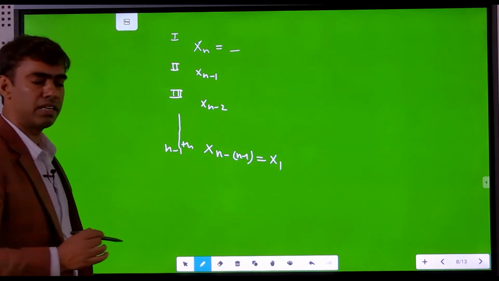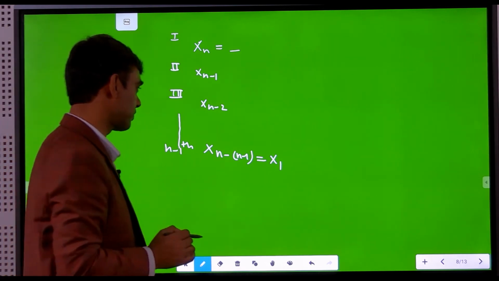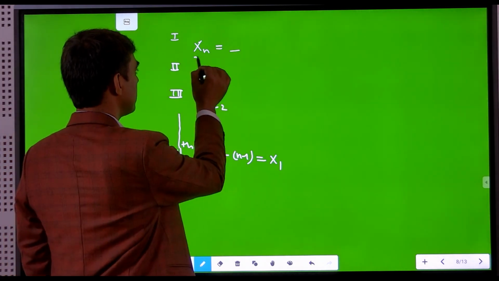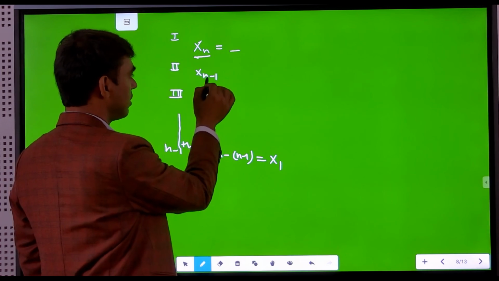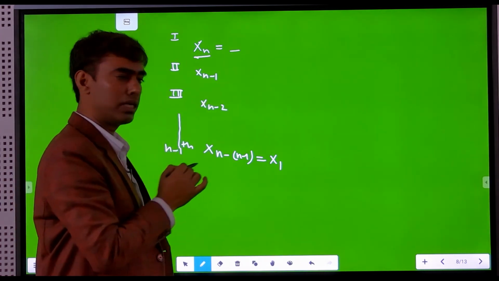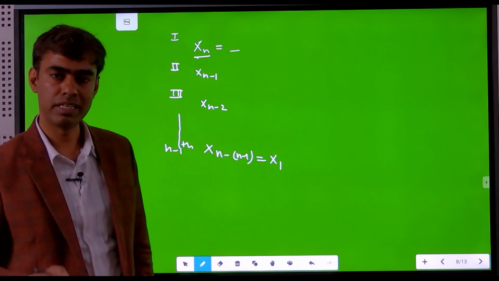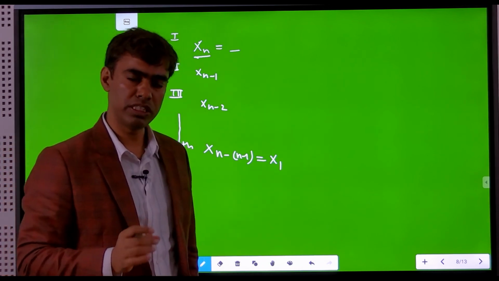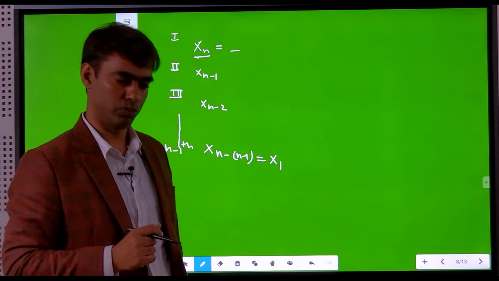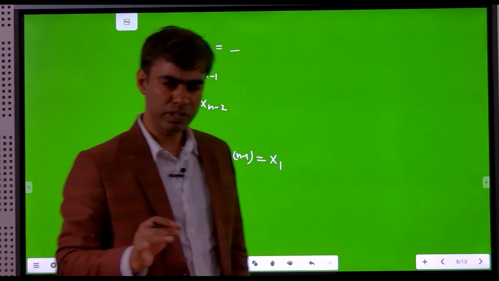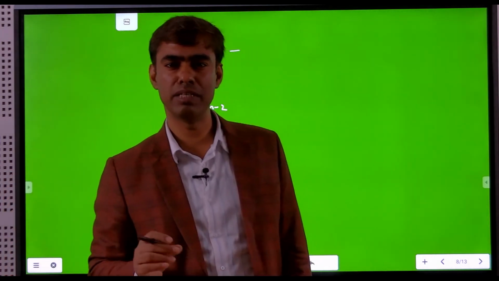So why is this called backward substitution? Because in the first step we find the value of xn, then we find the value of x_{n-1}, then x_{n-2}, and last we find the value of x1. Due to this reason, this is called backward substitution. So this is the theoretical concept of the Gauss elimination method.